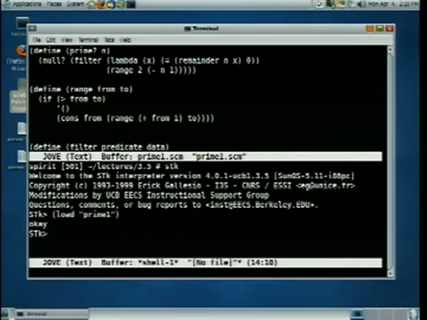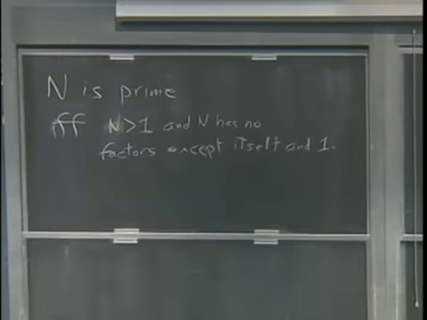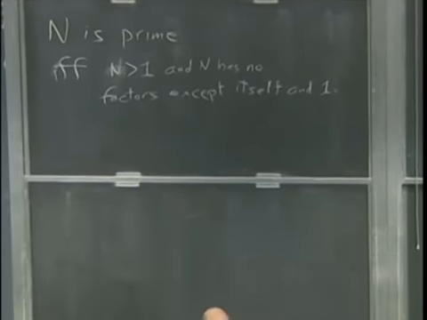Okay, so behind me on the board is the definition of a prime number. An integer n is prime if it's greater than 1, and it has no factors other than itself and 1. Saying that another way, it has no factors in the range of numbers from 2 to n minus 1, right?